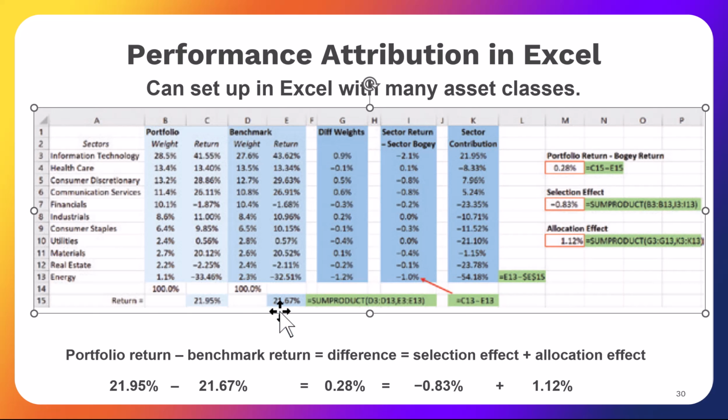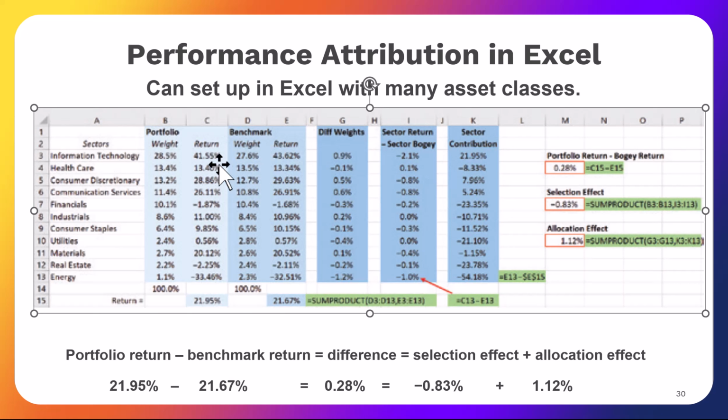So what do we need to calculate for our analysis here? We need our returns, obviously. We know how to calculate returns. Next is the difference in the weight. 28.5% minus 27.6% is 0.9. The next thing we do is the sector return minus the sector bogey. 28.5 minus 27.6. Again, we end up with negative 2.1%. What is the sector contribution?